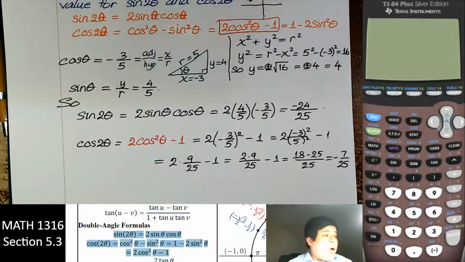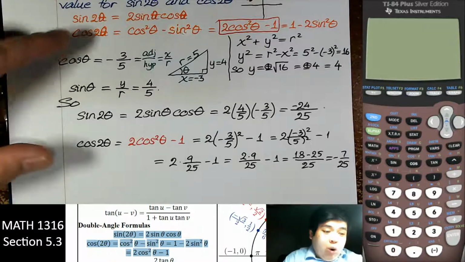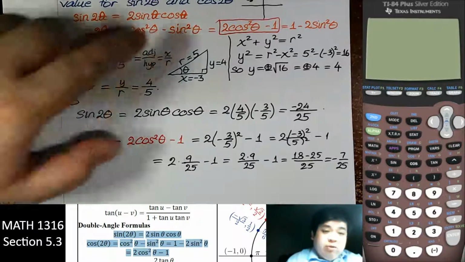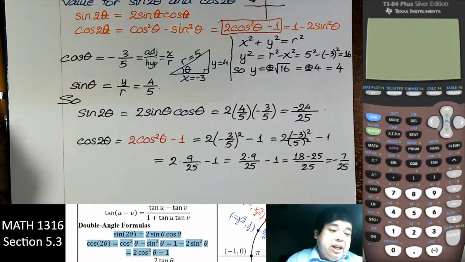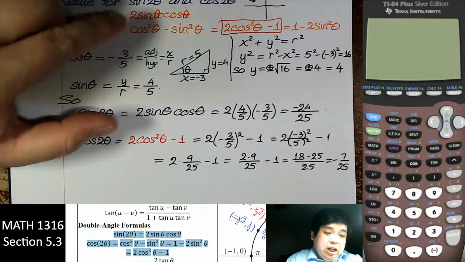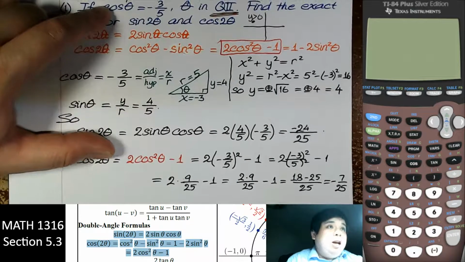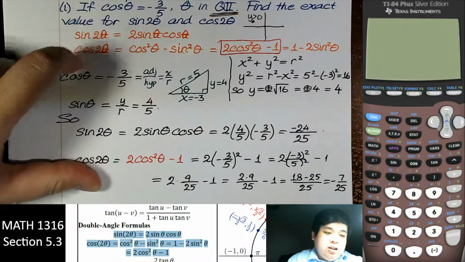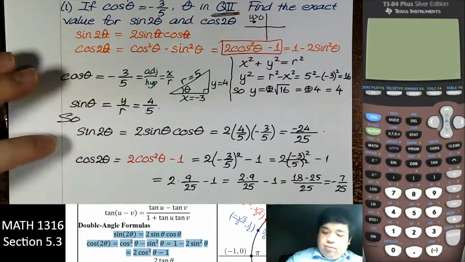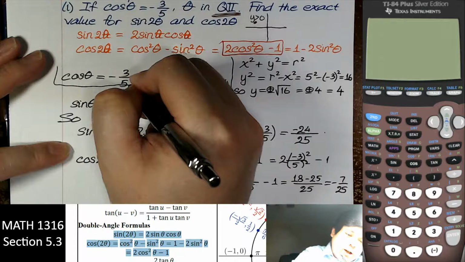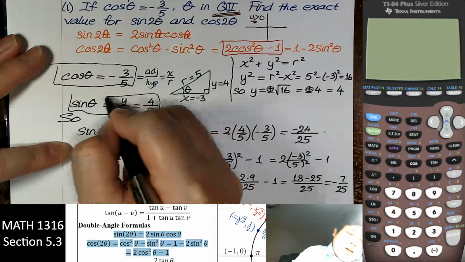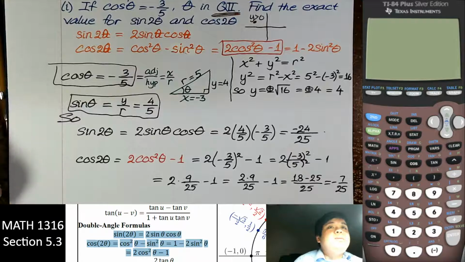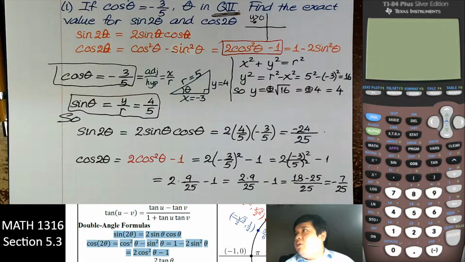So pretty much just like what we did at the beginning of the class, we write out the formula for whatever is being asked, sine, cosine, and determine what we are given and what we need to find. In this case, we are given cosine and we need to find sine, and we do that. That's very simple.